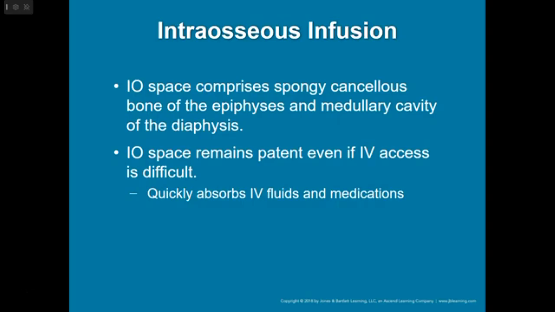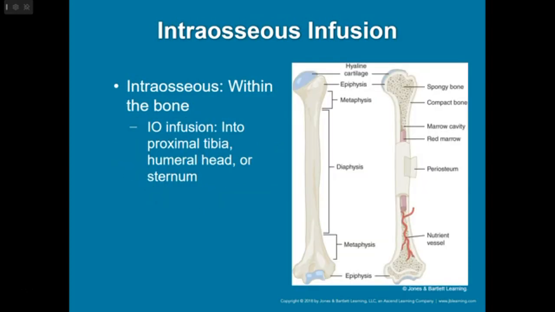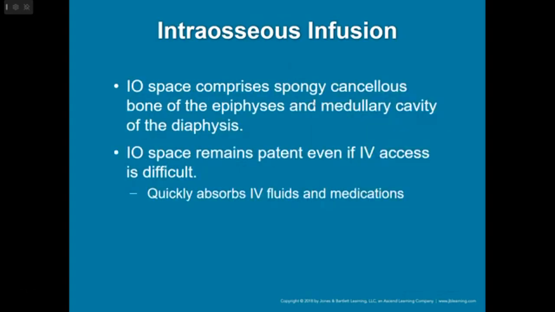The IO space comprises spongy cancellous bone of the epiphysis and medullary cavity of the diaphysis. Sounds like a good test question. So again, right up in here. If you get down in here, it's really thin, it can be hard to hit, and it's not as good of a spongy area. This is your best bet right in there, at each end of the bones.